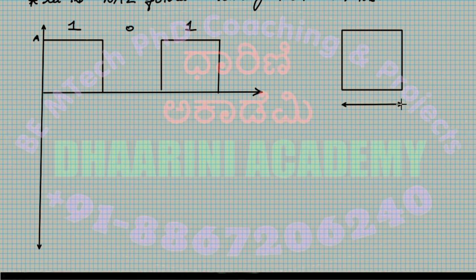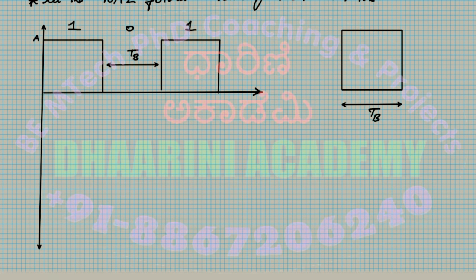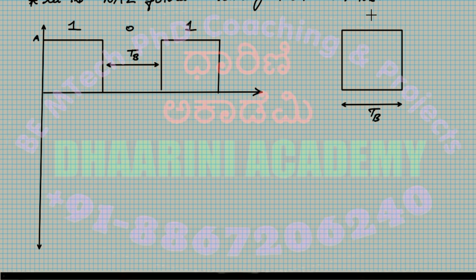This will be the TB. I'll show you the TB over here once again. This gap is TB. At the center of this, you will get the x and y axes. Somewhere at the center you get the y-axis like this, and you also get an x-axis shown at the center like this. This is what will be shown on the oscilloscope.